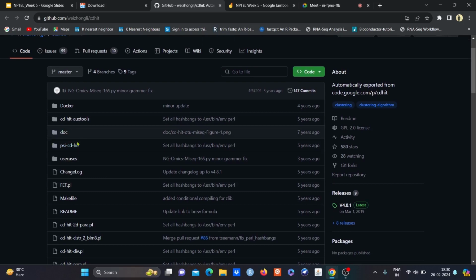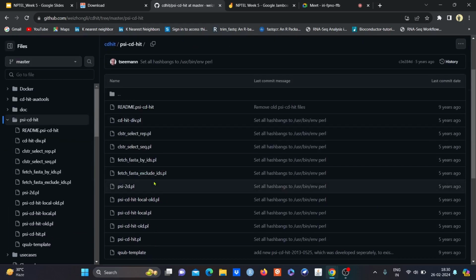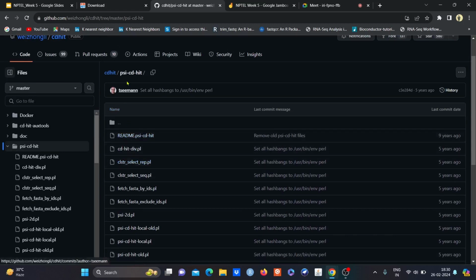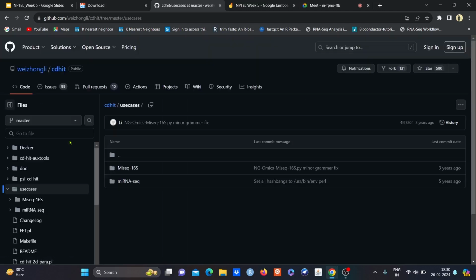So in this GitHub page we also have size CD-HIT. So size CD-HIT stands for position specific iterative CD-HIT. So different Perl based scripts have been provided, and how to access these scripts is given in the CD hit file, and use cases have also been given in omics datasets. These are the example files that have been made available here.